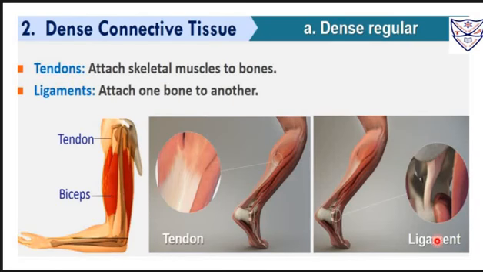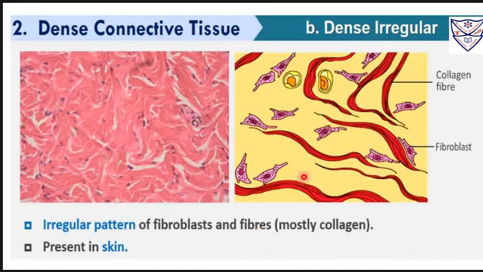Then we have ligaments. Ligaments attach one bone to another. As we know, our body is made of lots of bones. So the ligaments do the job of attaching one bone to another bone. Now let us look at dense irregular tissue. Obviously these have irregular patterns and they are generally present in the skin.